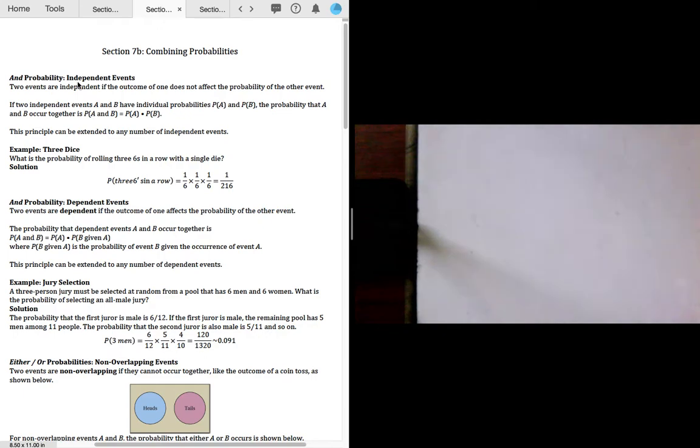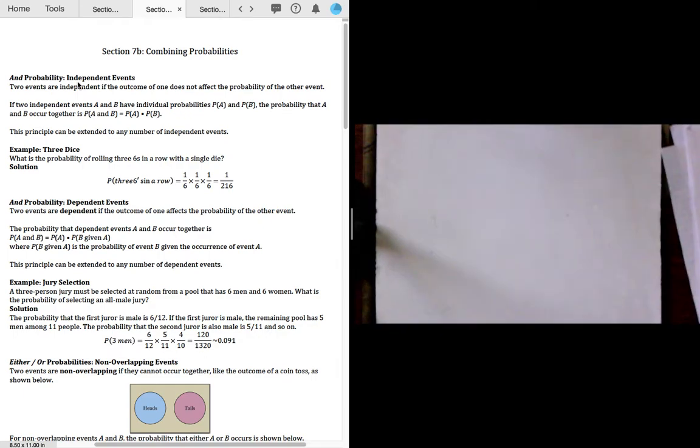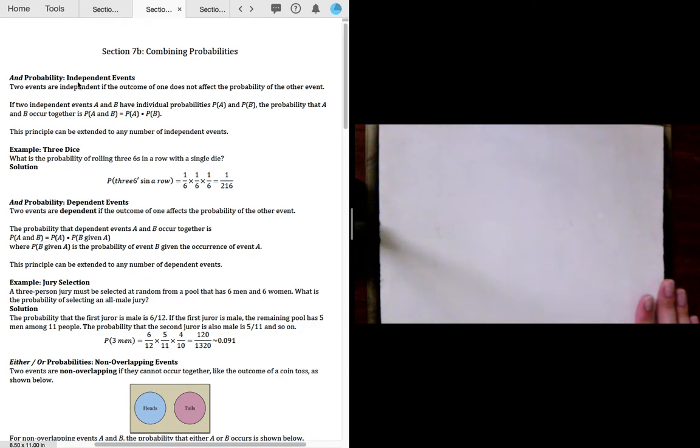So we'll start by looking at 7B's lecture notes, which pretty much just talk about independent events first, the difference between independent and dependent events. So what makes an event independent and what makes an event dependent? Well, we'll start with the independent events. Two events are independent if the outcome of one does not affect the probability of the other event. So in other words, if you have two events that you're interested in and one has no bearing whatsoever on the outcome of the other, then we can say those two events are independent.